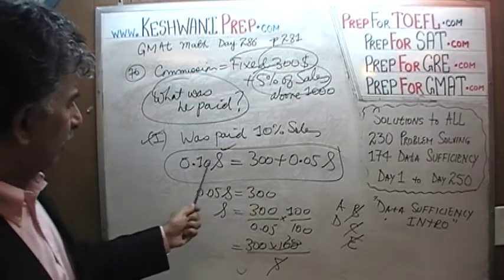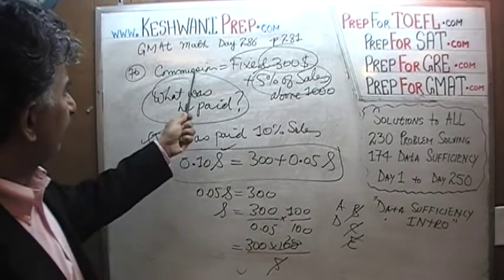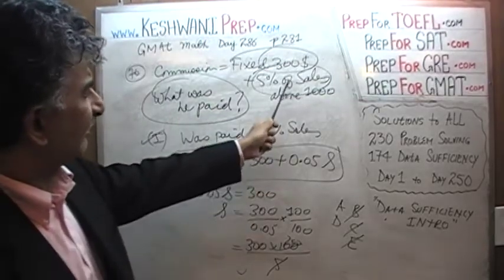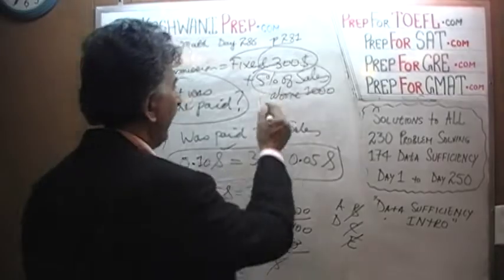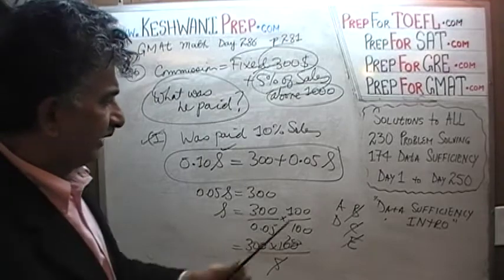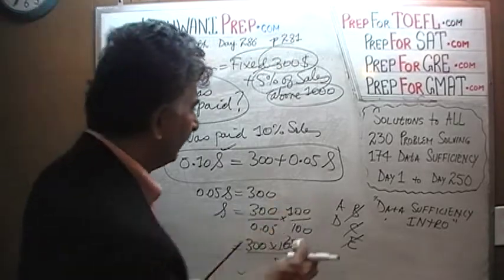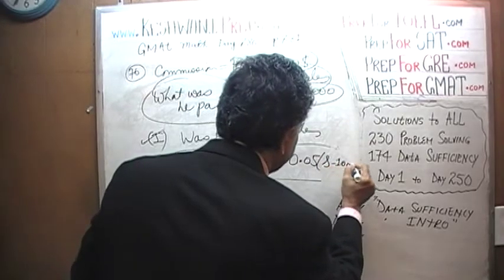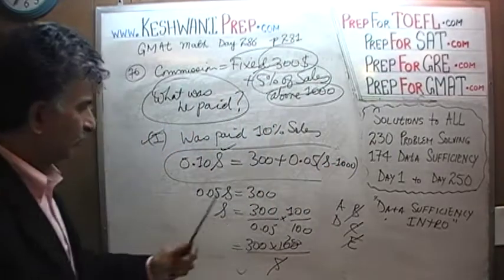This equation is wrong because it assumes that his commission is based on $300 of fixed salary plus 5% of the sales. That's not what we are told. I left out this part. It's 5% of anything that you make above 1,000. It's not 5% of the sales. It's 5% of S minus 1,000. And that equation was wrong that we just did here.